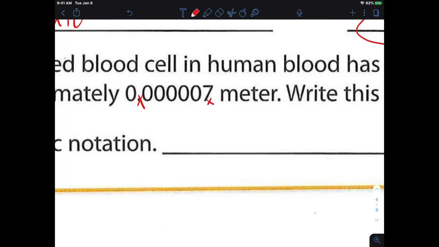Now I'm going to go ahead and take my coefficient. Some people write it 7. Other times you can write it 7.0, but we don't really need that. Times 10 to the power of, I know this is a negative because it's a small number. And let's count the spaces. 1, 2, 3, 4, 5, 6. So there's my answer.